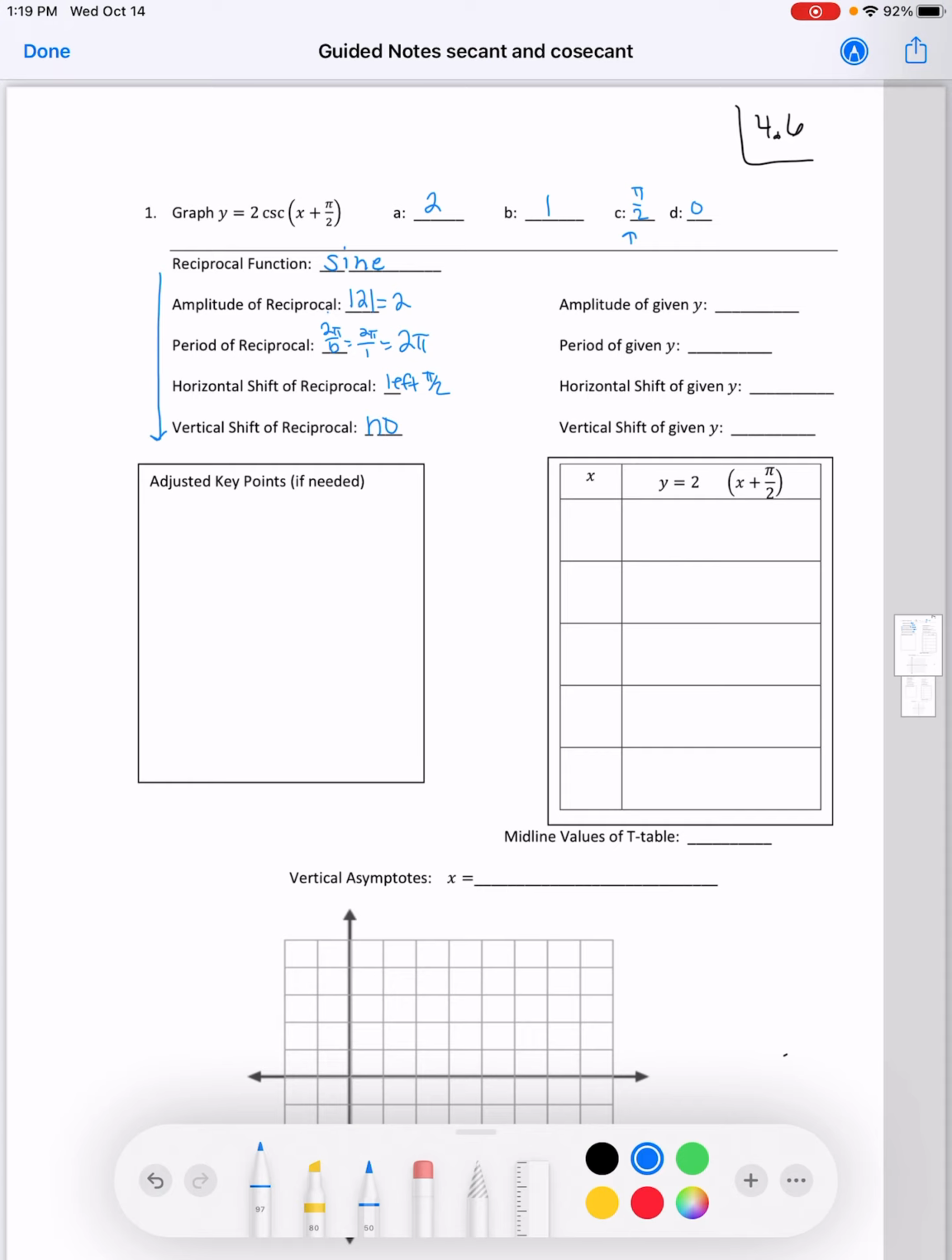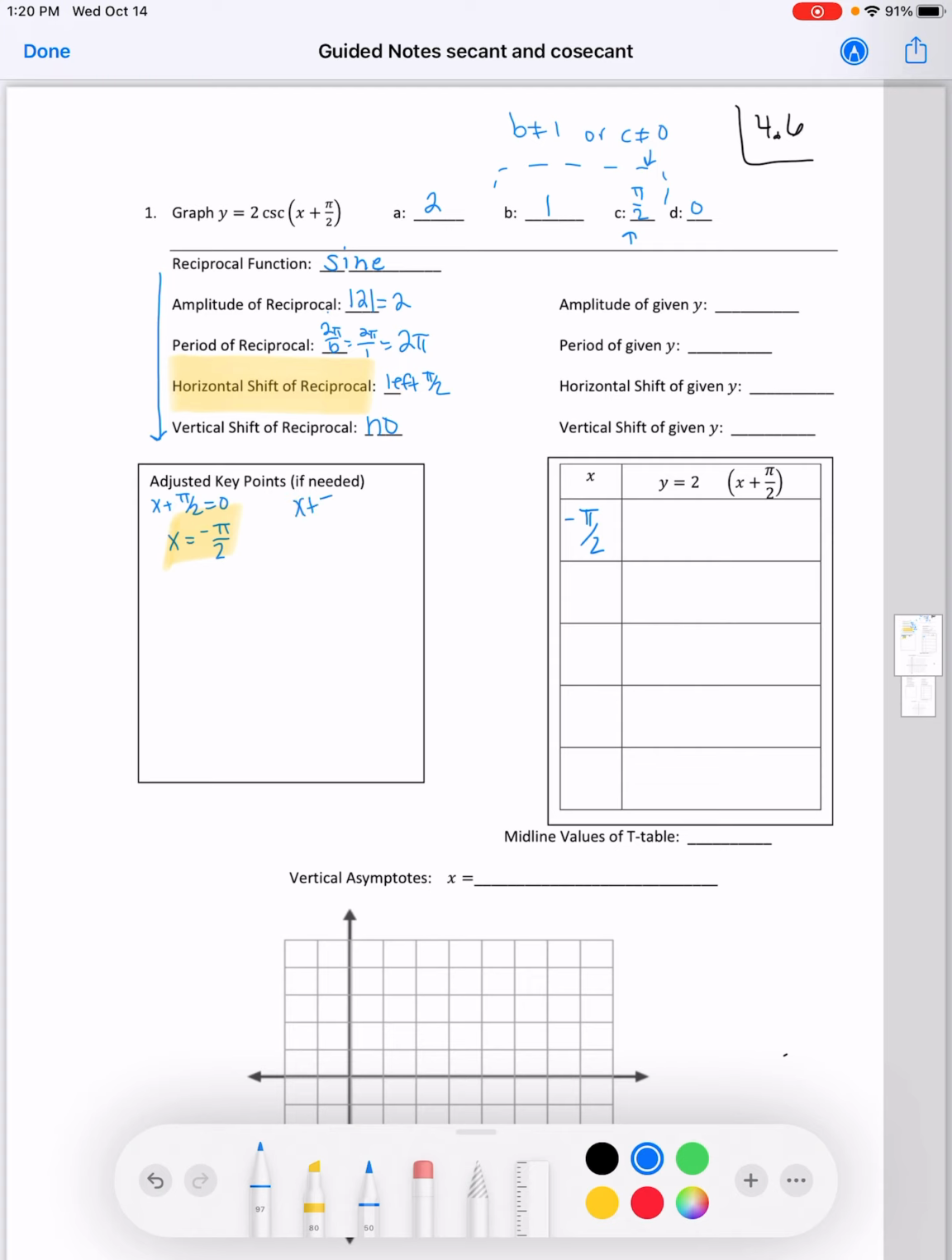So because b does not equal 1, or because c does not equal 0, in our case it's this latter, it's the c value, I have to adjust my key points. So I make x plus pi over 2 equal to 0, and I get x equal negative pi over 2. Because this is negative here, this and this should be the exact same thing. Negative pi over 2 meaning left pi over 2. Negative pi over 2 becomes my first value.